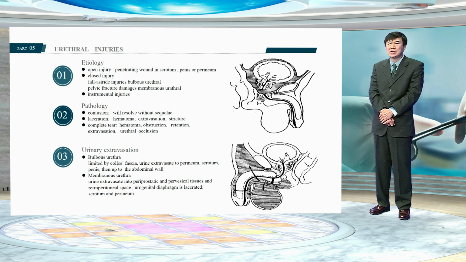The extent of urinary extravasation is different between the bulbourethral injury and the membranous urethral injury. In bulbourethral injury, urine can be limited by Colles fascia. Urine extravasates into the perineum, scrotum, penis, up to the lower abdominal wall. In membranous urethral injury, urine extravasates into prostatic and perivesical tissue, even the retroperitoneal space. If the urogenital diaphragm is lacerated, the scrotum and perineum can be involved.